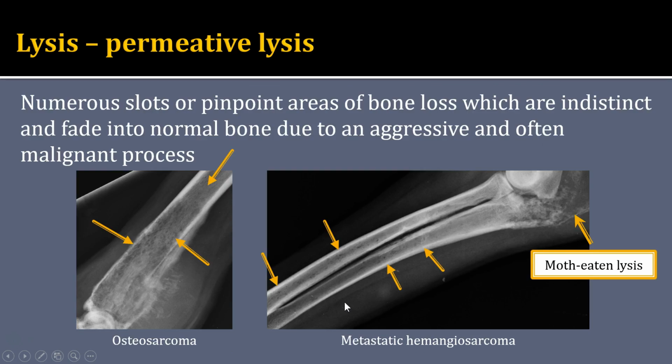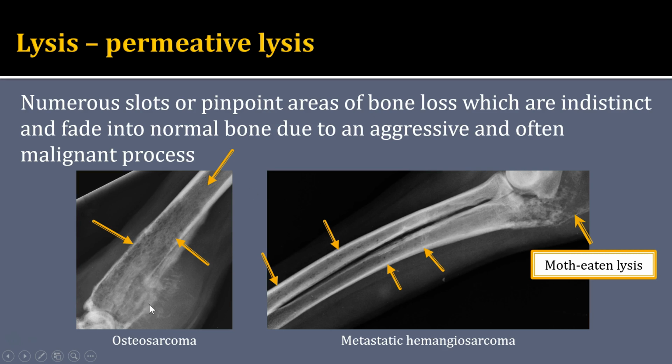Our final pattern of lysis is permeative lysis. This is the most aggressive pattern of lysis, and these are numerous tiny little slots or pinpoint areas of bone loss. They are typically pretty indistinct, and they oftentimes fade into normal bone. And again, this is the most aggressive pattern of lysis, and it almost always indicates a malignant process.